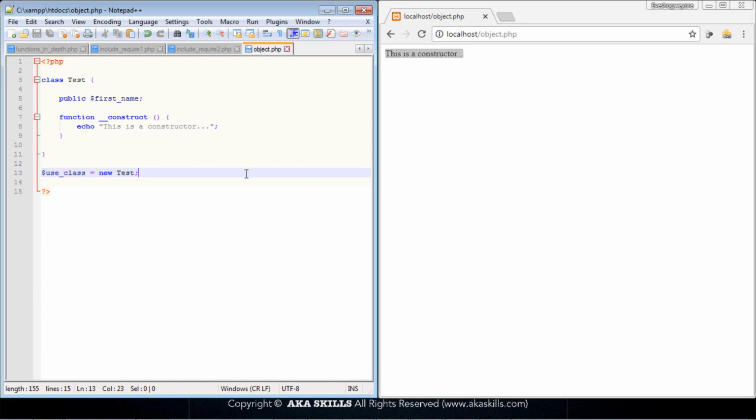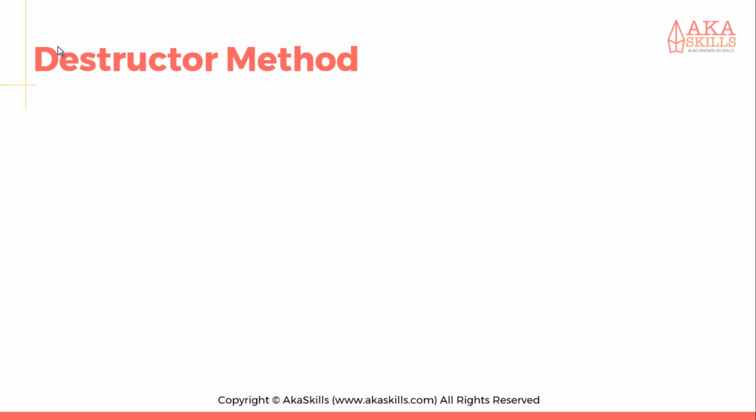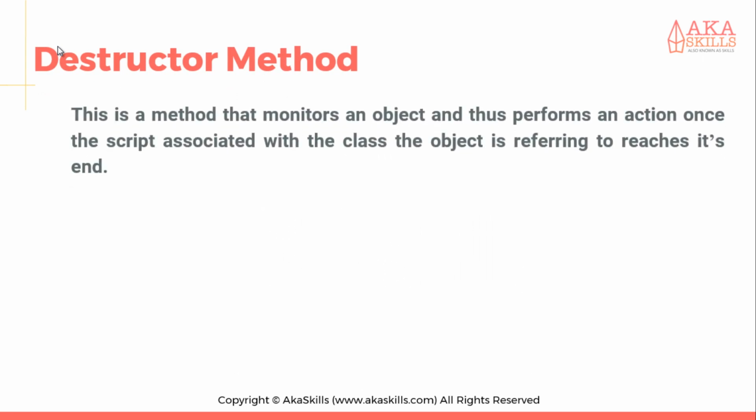Fairly simple, eh? Now there is something else we also call a destructor. What this destructor does is fairly simple. The destructor is also a method, and this method monitors an object closely and then performs an action once the script associated with the class that the object is referring to reaches its end. So if you want the code within a class to end once the object is done performing the action within the class, then you specify that code within the destructor method.